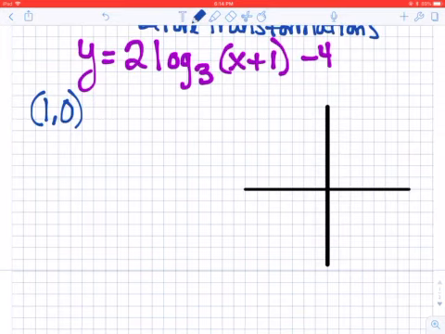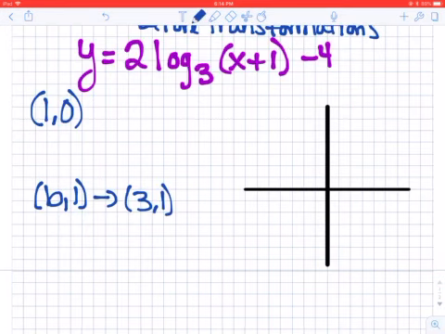The other is (b, 1), and in this case our base is 3, so the point (3, 1) should be on our graph somewhere. So let's plot those so we can think about them in a minute, (1, 0) and (3, 1).